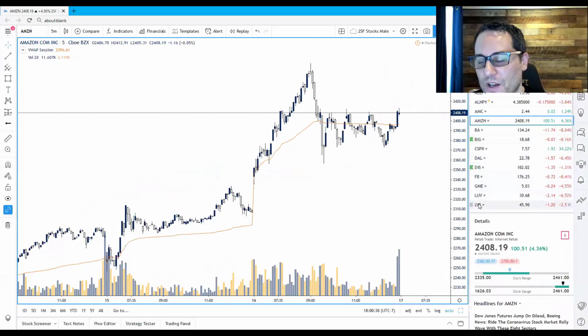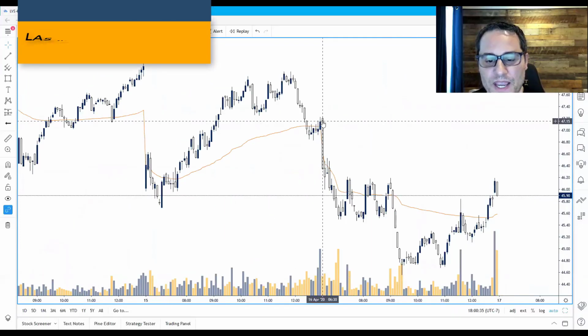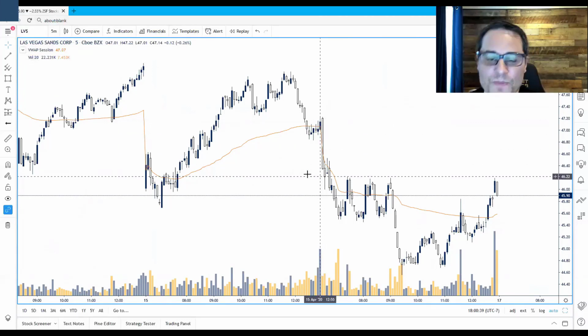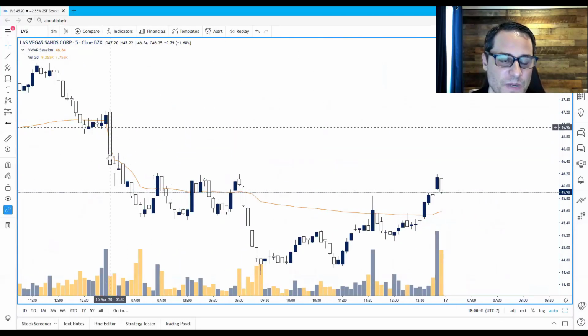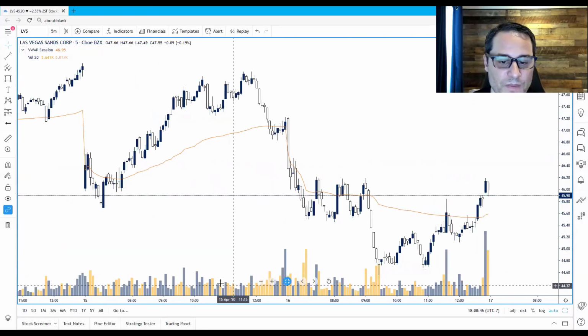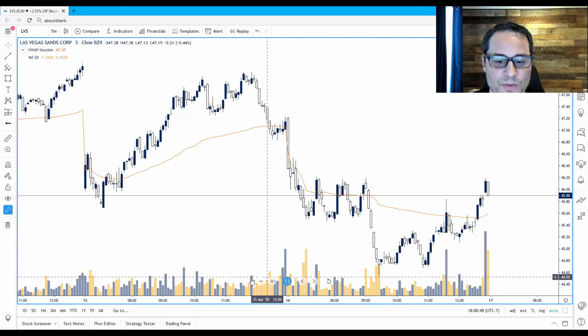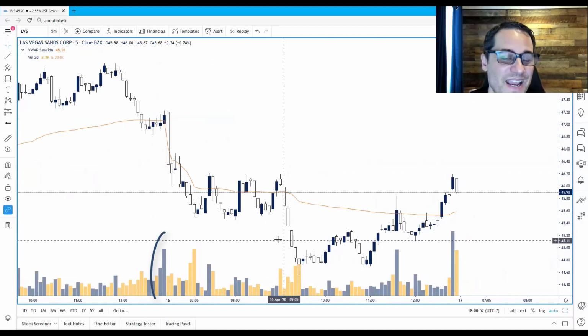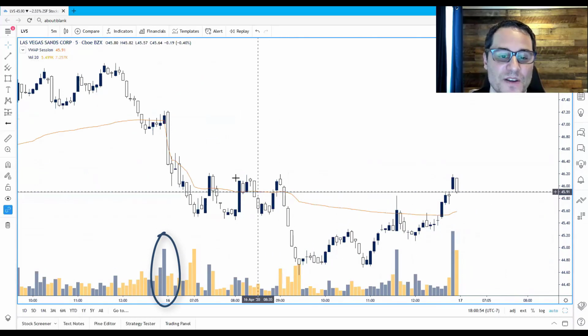One to the downside, Las Vegas Sands opened today with a massive bear candle. Here's yesterday, and then here's today. Huge bear candle to sell off. This is this big candle to open the market. And what's happening? Volume is increasing. Compare it to yesterday, which is mostly around here, and the market opens with big volume, suggesting that, hey, this might actually legitimately sell off to the downside.